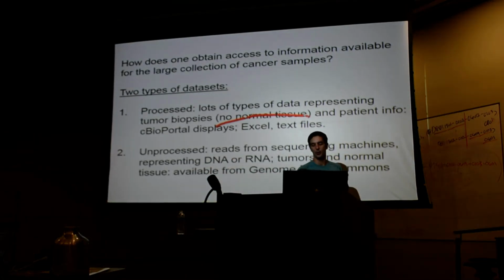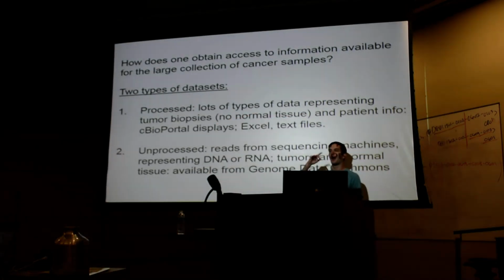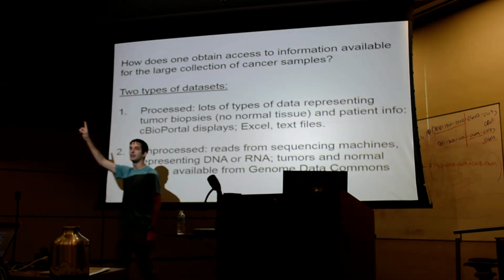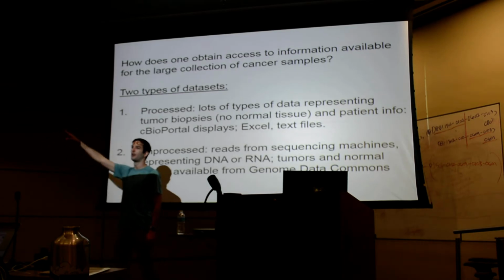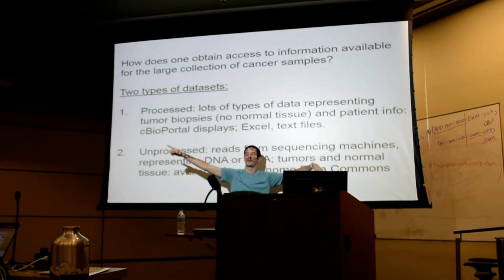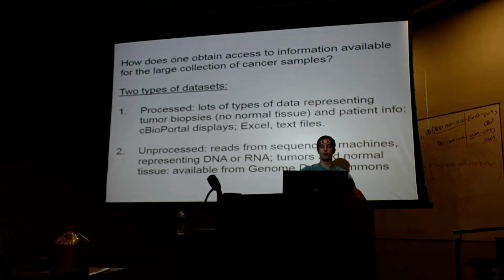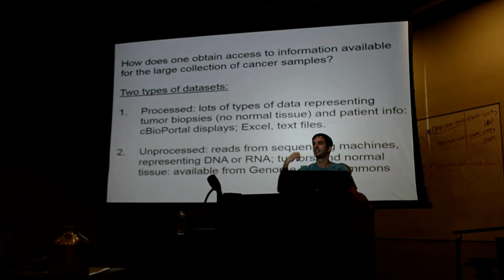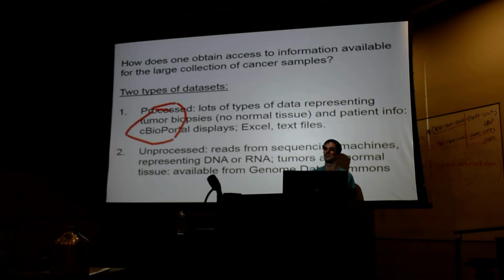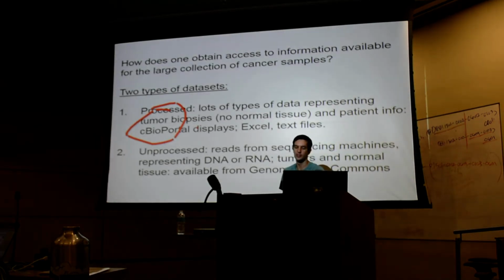The whole idea here, once again, is that it's going to be biopsies of the tumor, but we're only looking at the DNA of the disease state. There is very little to no comparison to normal tissue DNA, or normal tissue of the patient. And then we're also going to have things like Excel files and text files. But the big thing here is cBioPortal. That's the big one.